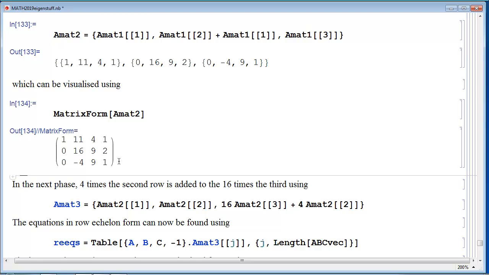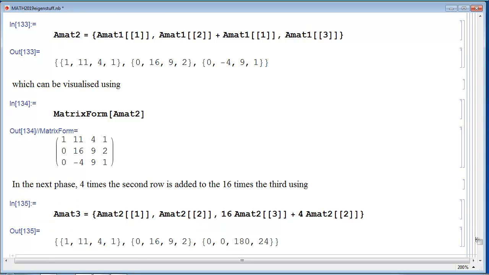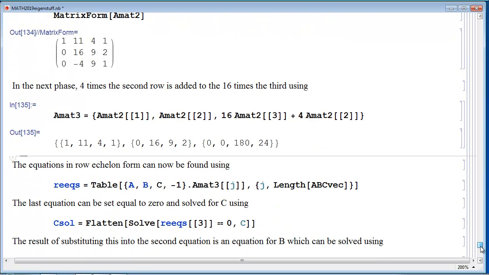And now we want to finish this, so we want to get a 0 here, and we can see that we can obtain that by adding the second row to 4 times the third row. Sorry, 4 times the second row to 16 times the third row. We could have done it the other way. Anyway, this is the simplest way, and we get this matrix, and so this set of equations is in row echelon form.